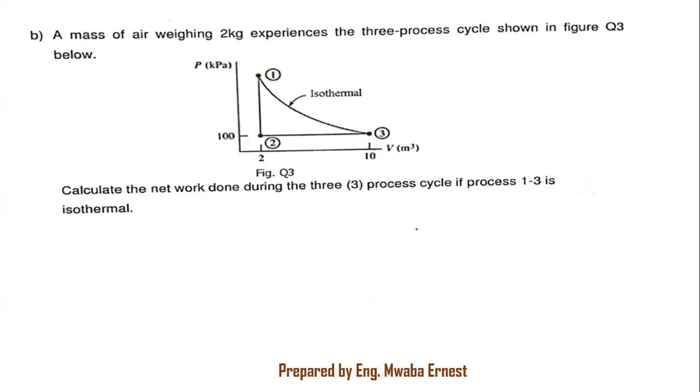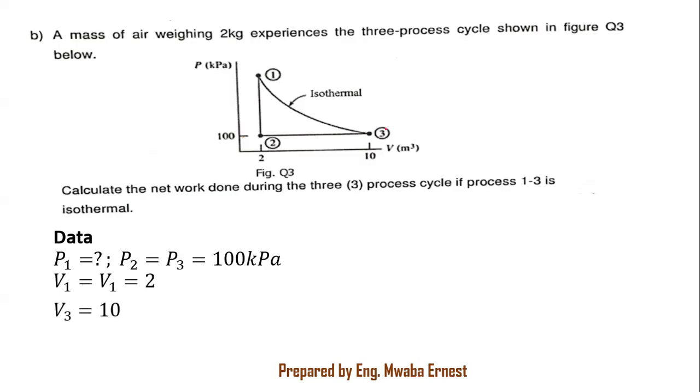Here we're told a mass of 2 kg experiences 3 processes like that. Calculate the net work done during the 3-process cycle. 1 to 3 is isothermal. Provided pressure 1, we don't know. Pressure 2 is the same as pressure 3. It's 100 kilopascals. This is the one we can see here. Volume 1 is the same as volume 2. It's 2. Volume 3 is 10.